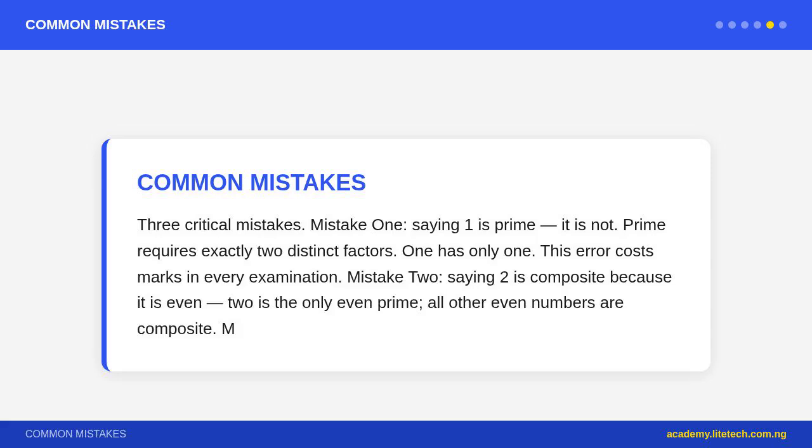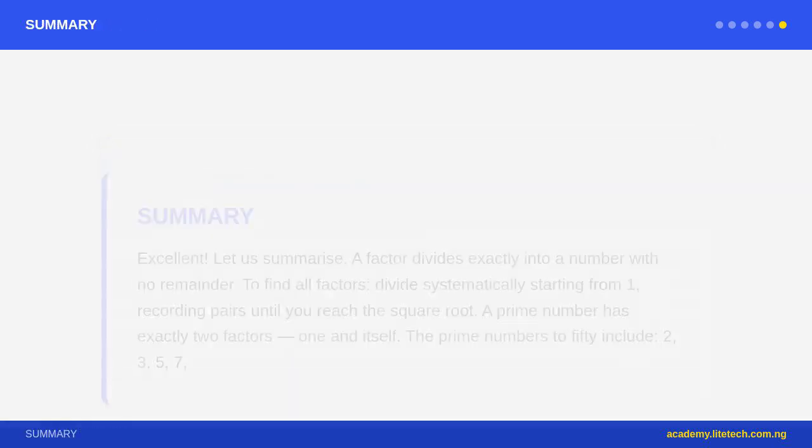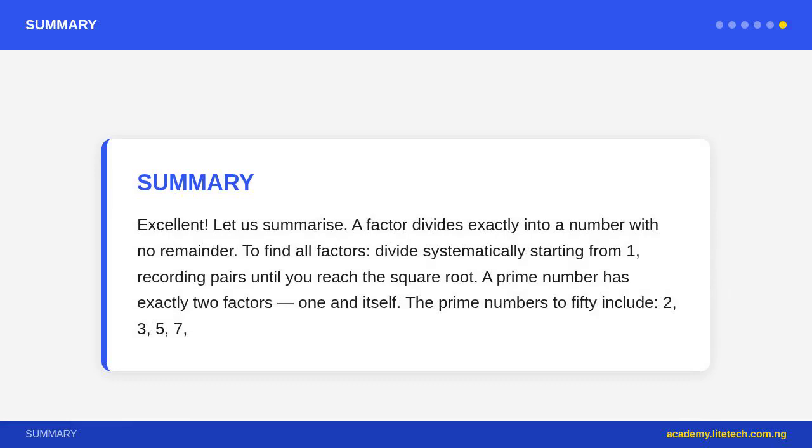3 critical mistakes. Mistake 1, saying 1 is prime, it is not. Prime requires exactly 2 distinct factors. 1 has only 1. This error costs marks in every examination. Mistake 2, saying 2 is composite because it is even. 2 is the only even prime, all other even numbers are composite. Mistake 3, missing factor pairs when listing factors. Students often list only small factors and forget the large partners. For 36, students miss 18 and 36 if they do not list pairs systematically.